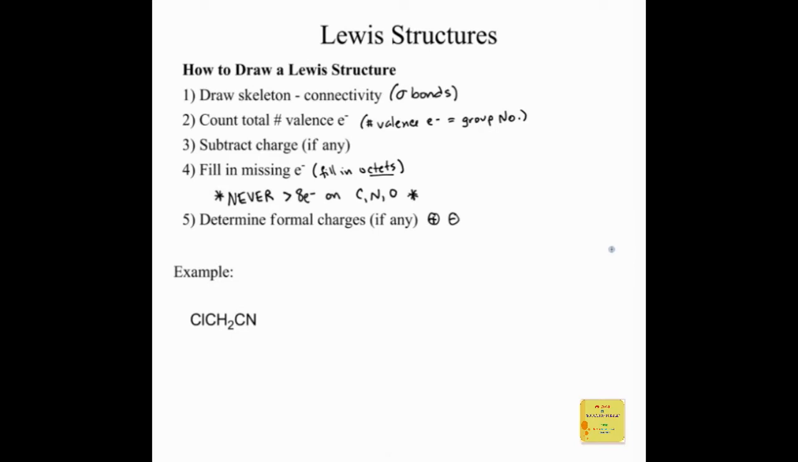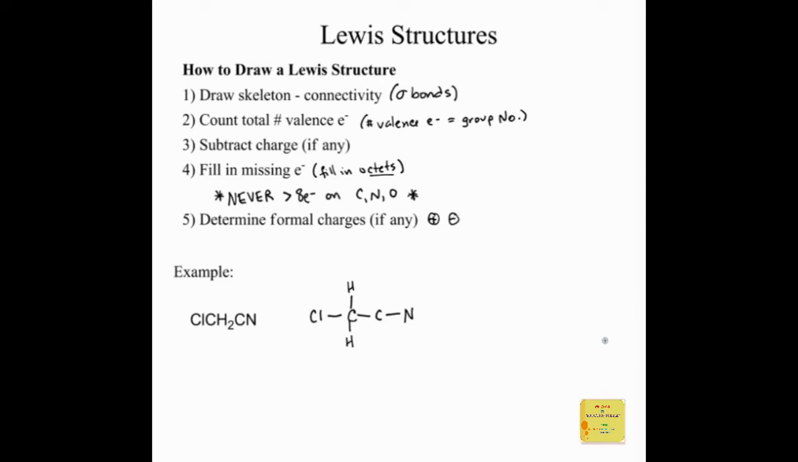Okay, so let's take a look at an example. Here we're given a condensed formula, and if we're asked to draw the Lewis structure, the first thing we'll do is draw a skeleton. So we're going to show our connectivity. That chlorine is connected to the carbon. These 2 hydrogens, each hydrogen can have only 1 bond, so both are attached to the carbon, and then that carbon is attached to the next carbon, and finally that carbon is attached to a nitrogen. So there is the skeleton of the molecule.